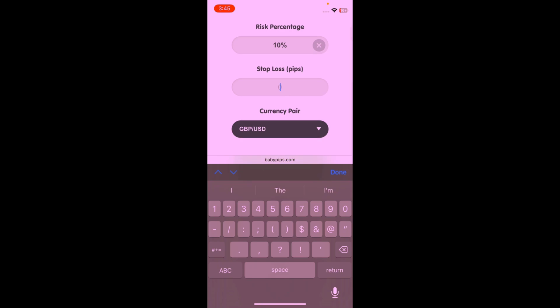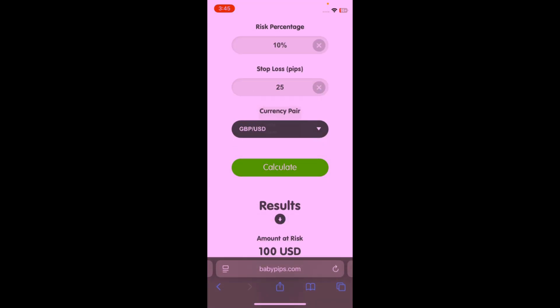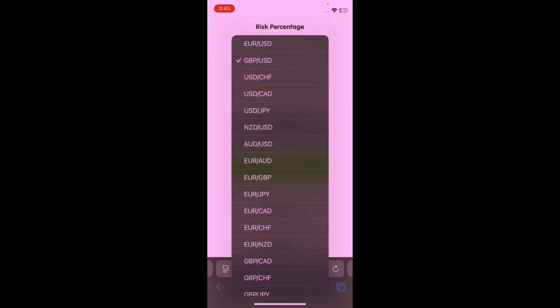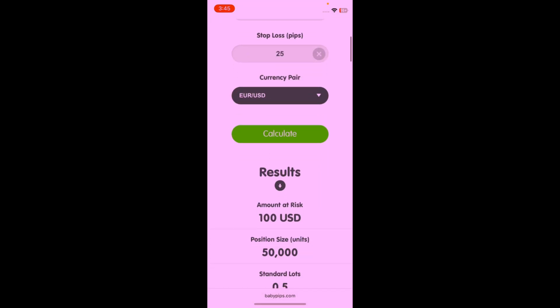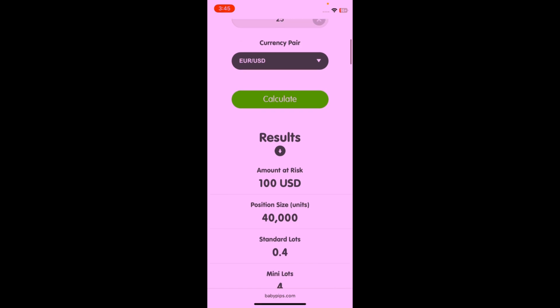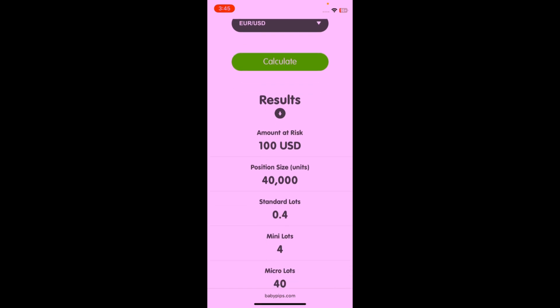And for the stop loss, my stop loss is usually between 20 pips and 30 pips. So let's just say 25 pips. But you should have already determined how many pips of stop loss you want to use before coming here. So it's a EUR/USD chart, so we'll just calculate. Exactly, you'll be using 0.4 standard lot.